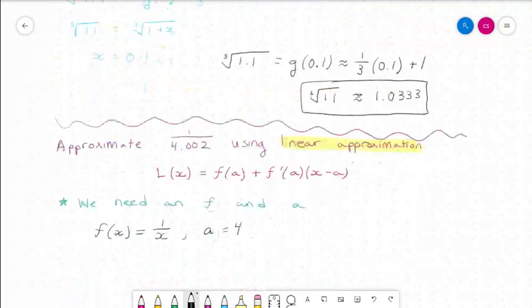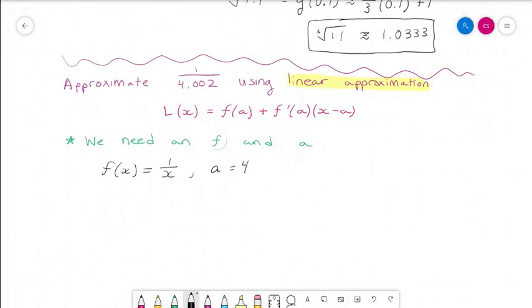So that's what we did. We kind of stared at it and said, okay, 4.002 is close to 4. So let's make it 1 over x, where a is equal to 4. Okay, so let's see. We have f of a. That's what we need. f of a is going to be 1/4.